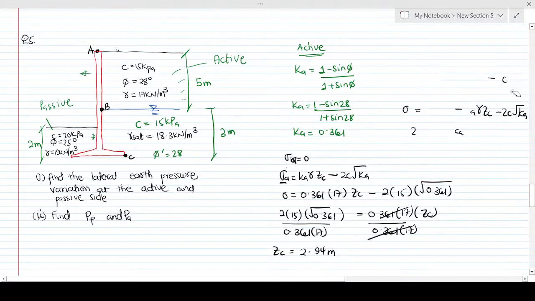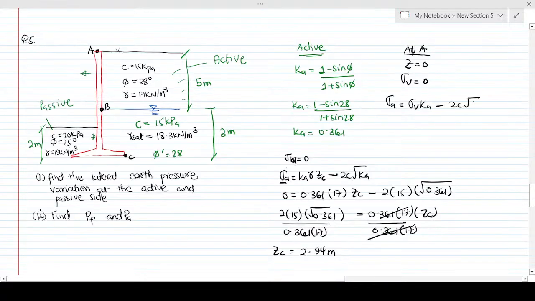So after finding my depth of tension crack, I can find the stresses at the various important points. At A, I know that Z is equal to zero, right? And because Z is equal to zero, my vertical stress will be zero, right? And so my active lateral pressure is going to be this: KA sigma minus 2C square root of KA. Now because this is zero, this will go to zero. And so my active pressure is going to be minus 2C square root of KA.